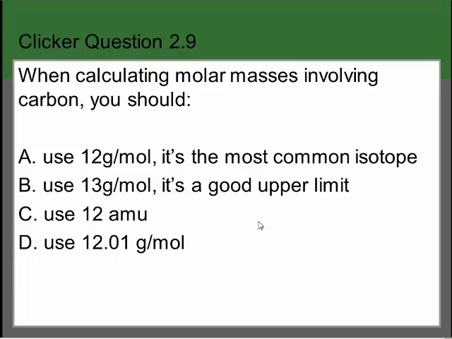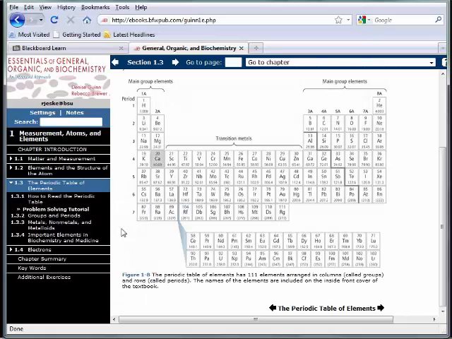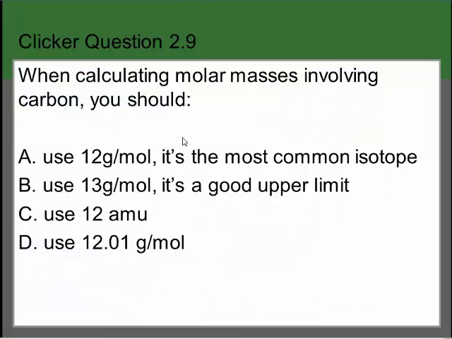Clicker question 2.9. When calculating molar masses involving carbon, we should use what? Well, we should look on the periodic table and see what the number is. Typically it's given as 12.01. That's the average mass of a carbon atom. And so we should use 12.01. Since it's the molar mass, we should use 12.01 grams per mole, D.